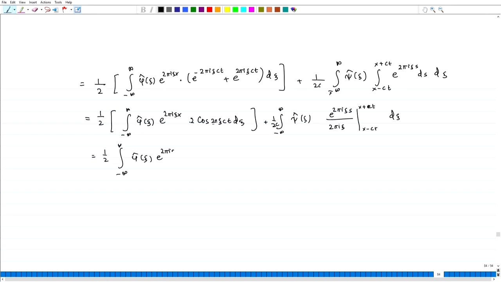So this becomes 1/2 times the integral from minus infinity to infinity of phi hat(xi) e^{2 pi i xi x}, where the 1/2 goes away here, so we have cos(2 pi xi ct) d xi plus, now this one is going to be equal to 1/(2c) times the integral from minus infinity to infinity of psi hat(xi), times 1/(2 pi i xi), and then e^{2 pi i xi (x plus ct)} minus e^{2 pi i xi (x minus ct)}.